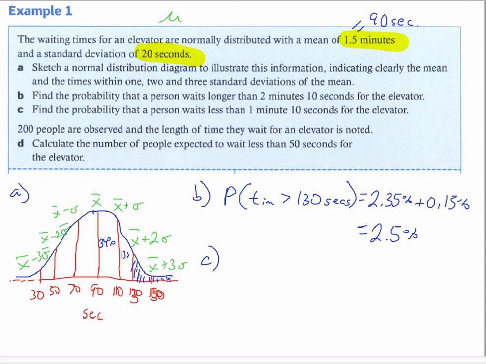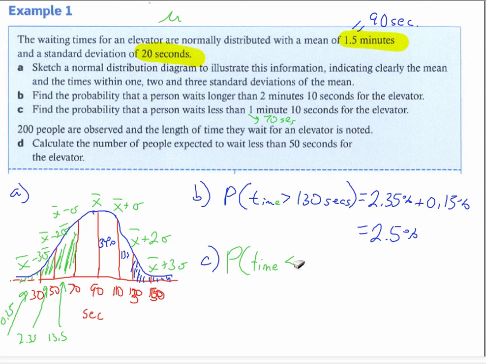Part C, find the probability that a person waits less than 1 minute 10 seconds. So 1 minute 10 seconds is 70 seconds. So we're looking at this region over here, 70 seconds. Again, this part here is 13.5%. That's 2.35, and that's 0.15.